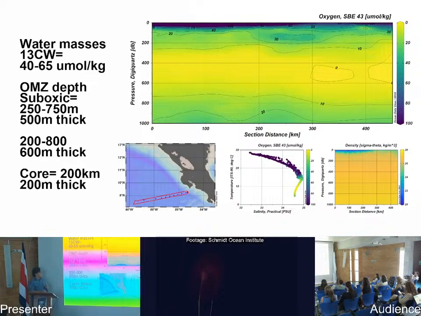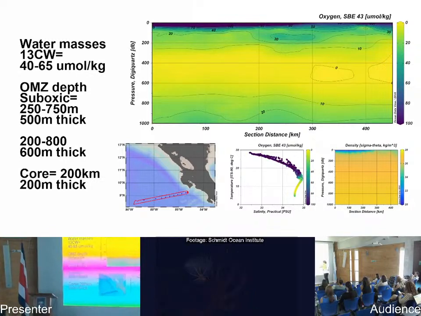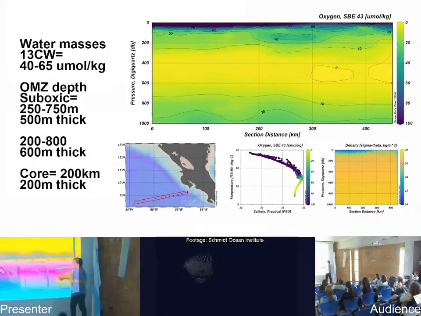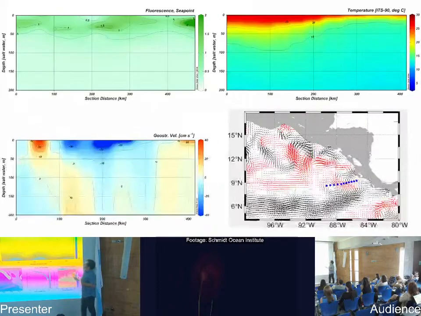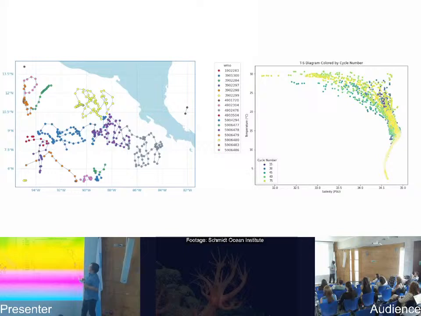And then the other thing that we started to understand with these recent expeditions is that there is a water mass that is very important, what we call the 13-degree water mass, which is located here in this part of the TS diagram. It's a water mass that moves across the oxygen minimum zone and ventilates it. So if we want to understand what happens with this, we need to understand also what happens with this water mass.